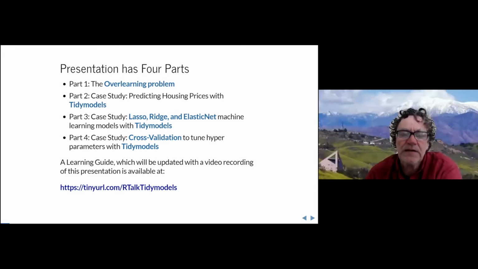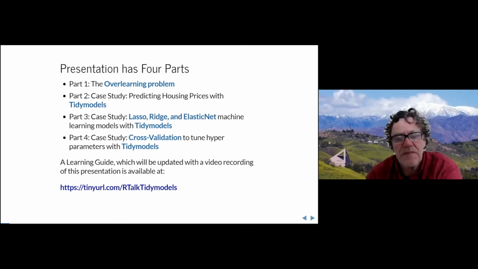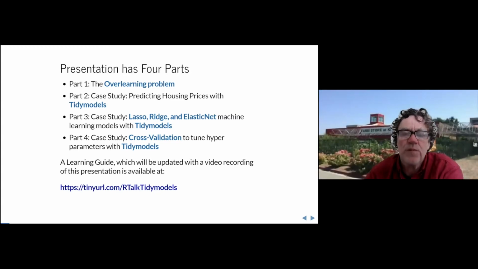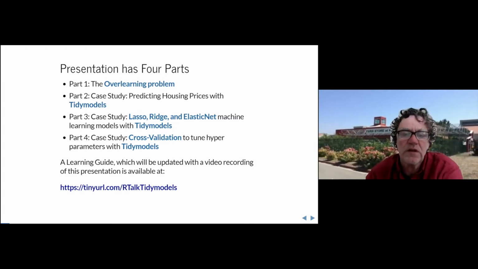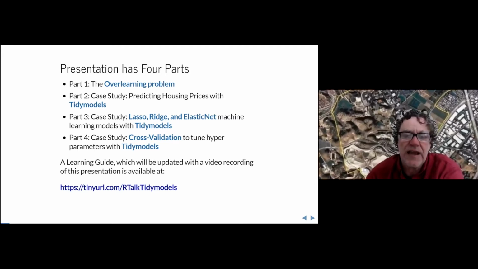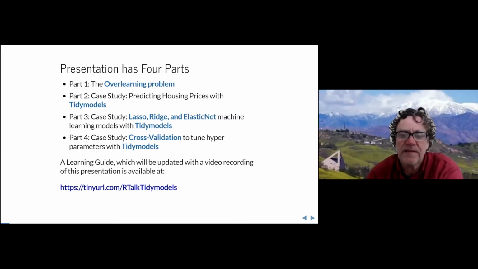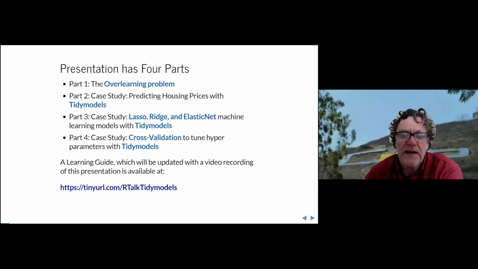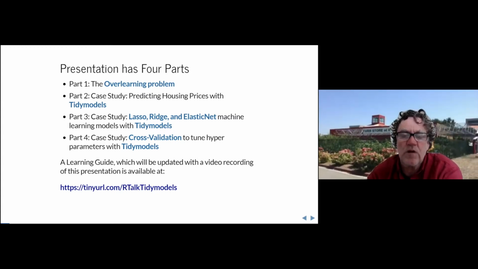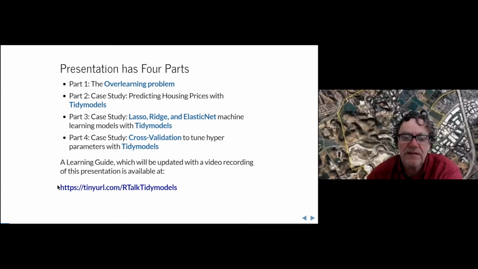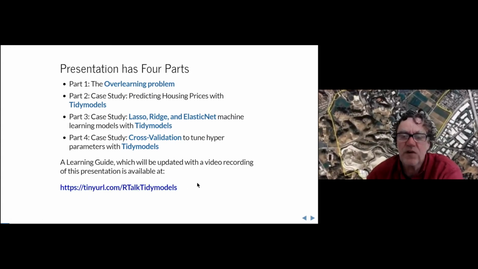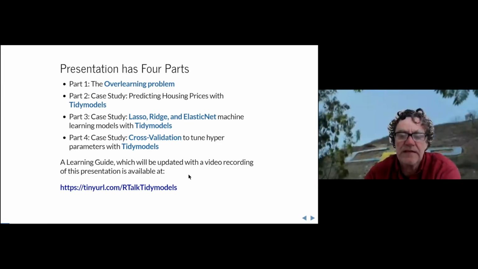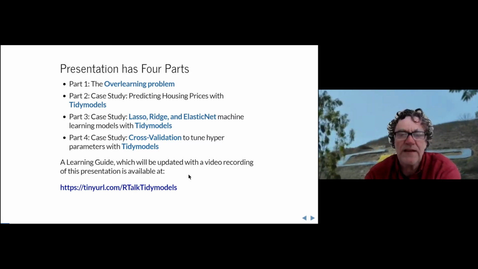And the last part is about cross-validation. There I'm pushing it a little bit. Cross-validation is extremely important when it comes to improving models by changing hyperparameters, and I will tell you later what that is. So these are the 4 parts. I made a learning guide and I will update it, and the updated version will always be available on this link here, tinyurl.com/RTalkTidymodels. And when the video is available from that learning guide, I will also link to it.